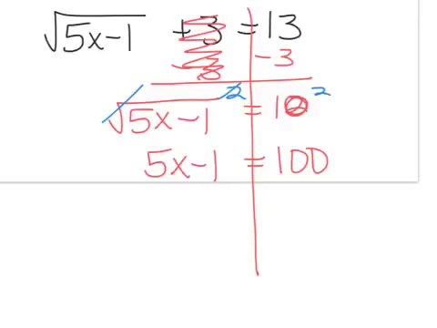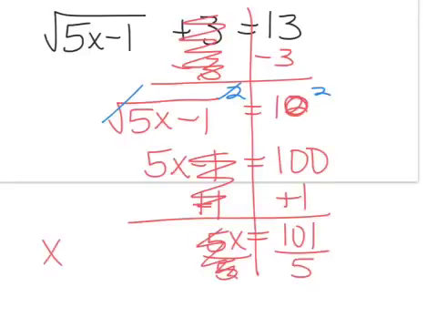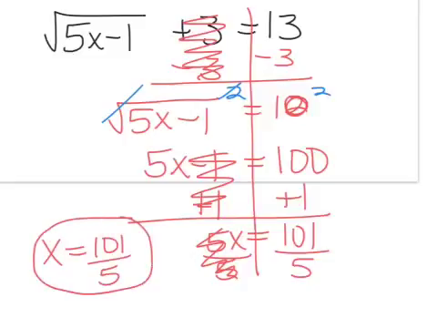And then step 3, solve for the variable. So just keep solving like a normal equation. Add 1 to both sides. 5x will equal 101. Divide by 5. This does not divide evenly. It does not reduce, so that's what we're going to leave our answer as, 101 over 5.